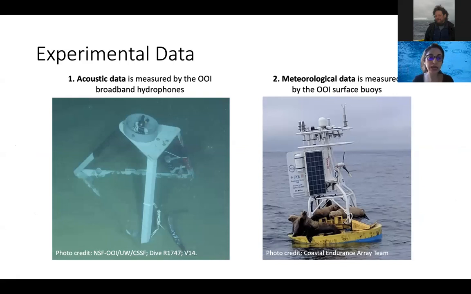We will use two types of data. We will use the acoustic data first, which is measured by the OOI broadband hydrophones. You see an image of the broadband hydrophones here. The hydrophones that we use sit on the seafloor like this. We need to know the rain rate and wind speed information. So for that, we use the surface buoy deployed very close to the hydrophones that we are using. And you can see that some of them are kind of like home to some sea lions that are relaxing here. So we're going to use these two types of data. We want to combine them and analyze what we get in terms of noise.